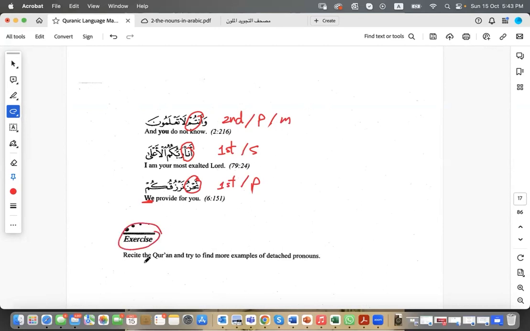I would like you to do the exercise, which is to go to the Mus'haf, open the Mus'haf, and try to find those pronouns while reading the Mus'haf or reading the Quran, either the simple surahs or your usual part of the Quran that you regularly read.